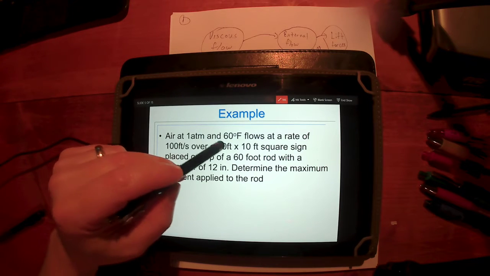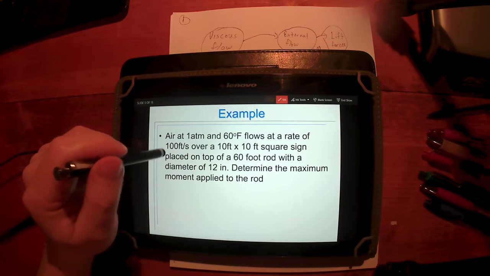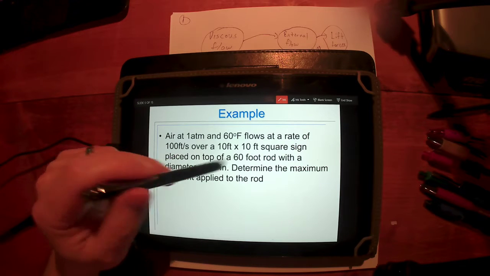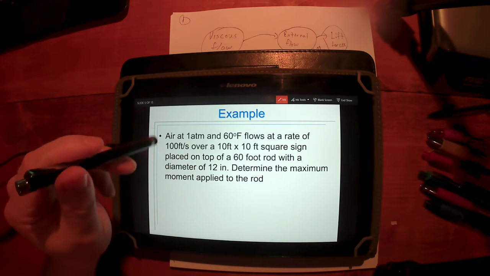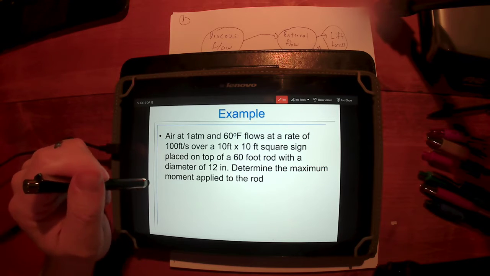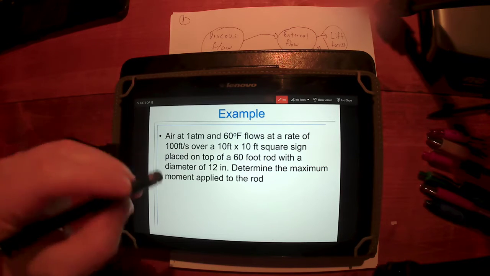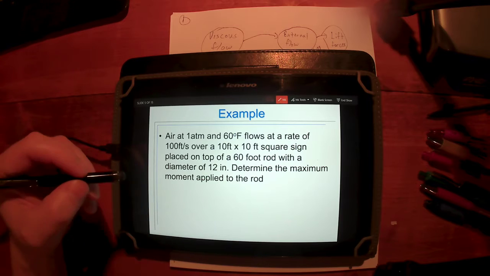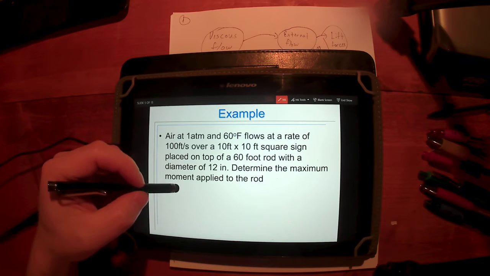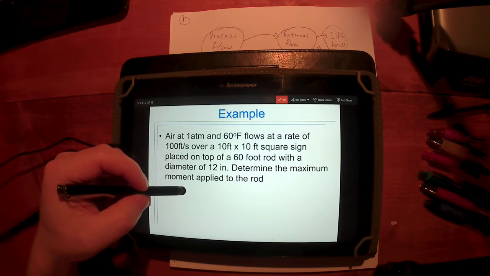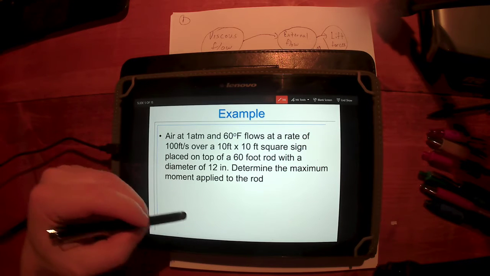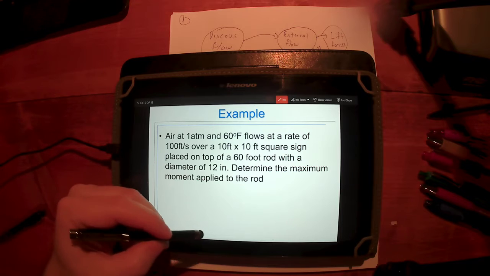They're saying we've got a 10 foot by 10 foot square sign placed on top of a 60-foot rod. I don't know if that makes any sense. With a diameter of 12 inches. That seems dangerous, but that's what they're saying. They want to know the maximum moment applied to the rod. Again, I'm assuming you've had statics. If not, you're in the wrong place, but here we are.